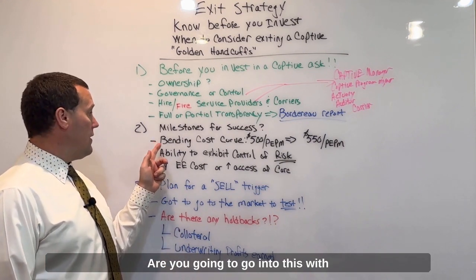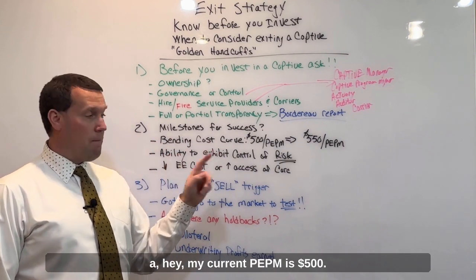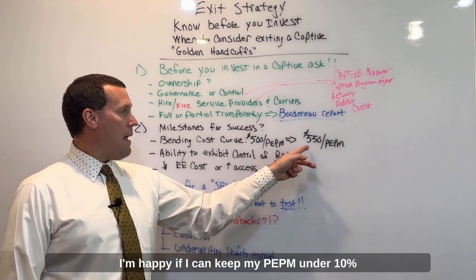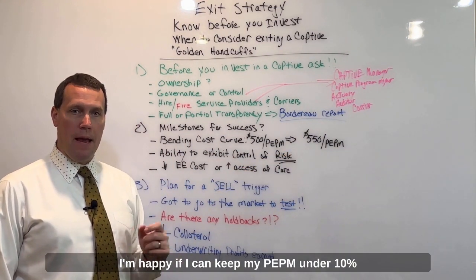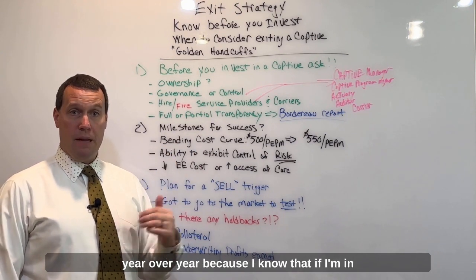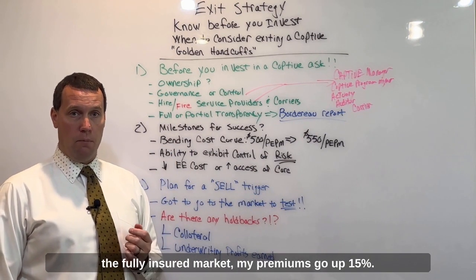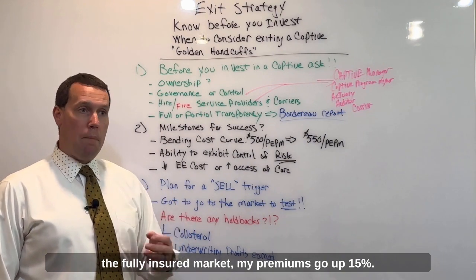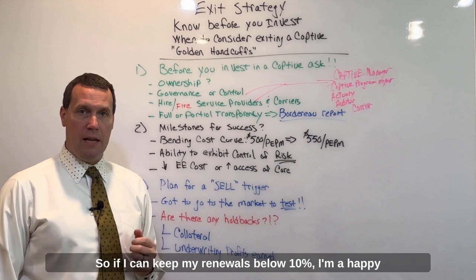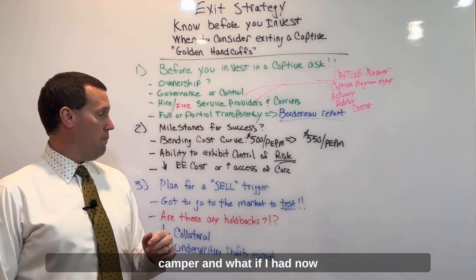The second one, how do you measure your success? Are you going to go into this with, hey, my current PEPM is $500. I'm happy if I can keep my PEPM under 10% year over year. Because I know that if I'm in the fully insured market, my premiums go up 15%. So if I can keep my renewals below 10%, I'm a happy camper.